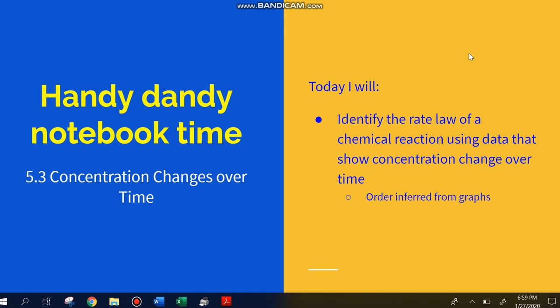So go ahead and take out your handy dandy notebook and take a few notes on 5.3. This is how the change in concentration over time is going to affect the chemical reaction rate. So we're going to look at the rate law of a chemical reaction using data, and we're actually going to look at some graphs today, so that's going to be pretty interesting.